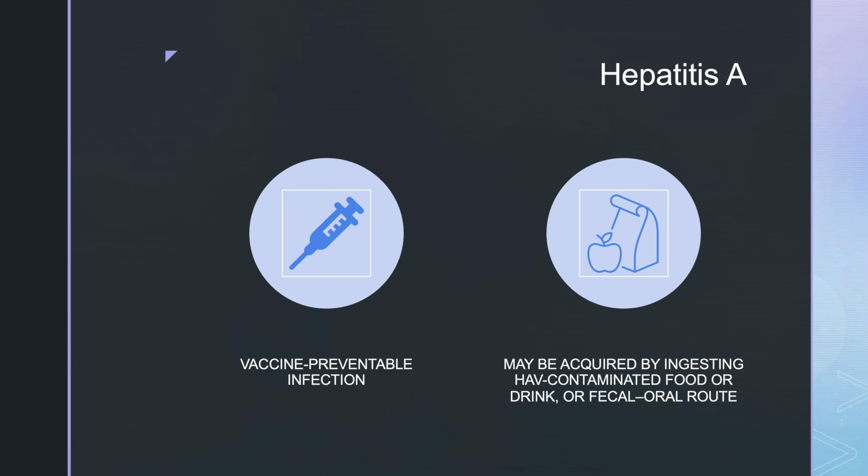The hepatitis viruses come in different types. First is hepatitis A. Good news here: there's a vaccine for it, and it is vaccine preventable. Hepatitis A is mainly spread and acquired by taking in contaminated foods and drinks. So, contaminated water, fecal oral route. So contamination carries hepatitis A with it, but again, good news, there's a vaccine for it.